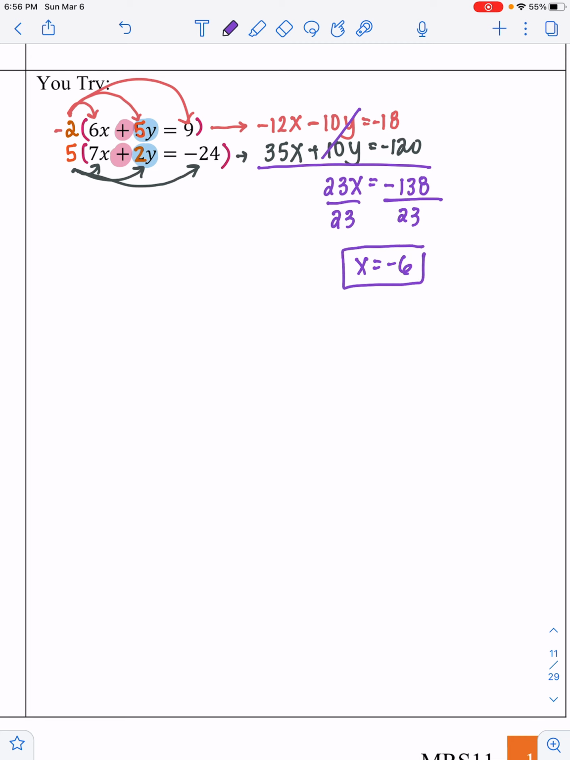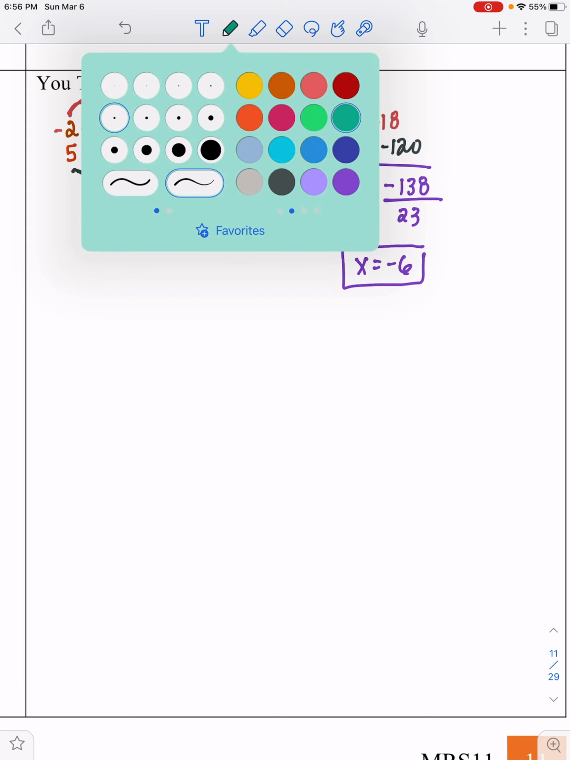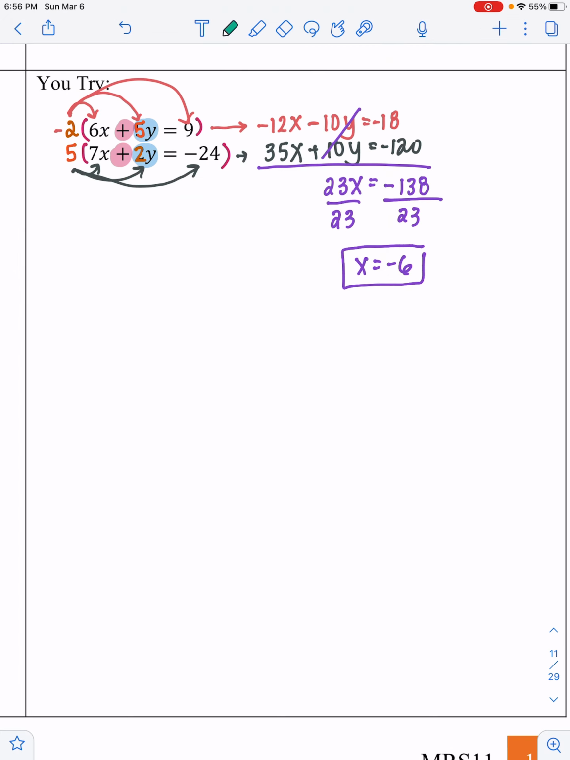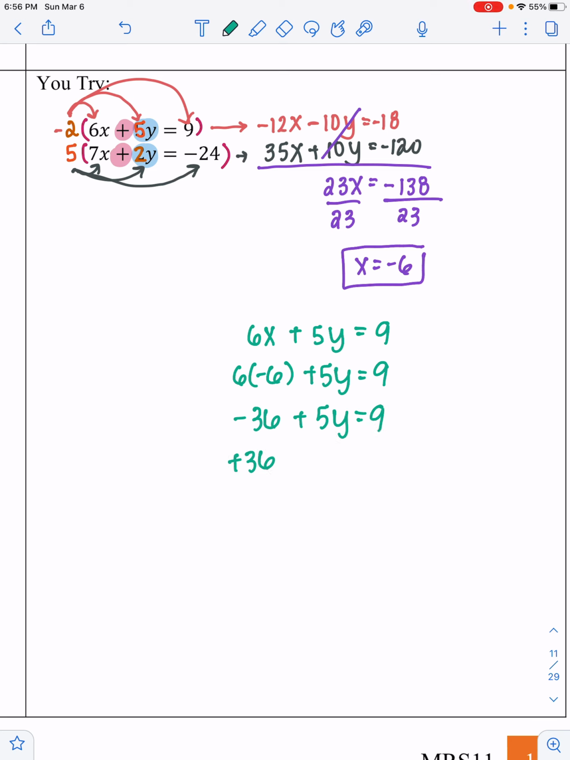And again, we're not done because we need to plug in. I'm going to use the first equation because even though the numbers that I'm multiplying are bigger, all of them are positive numbers. I like that. 6x plus 5y equals 9. Plug in for our x value. This is negative 36 plus 5y equals 9. We're going to add 36 to both sides. We get 5y equals 45. And then divide by 5 on both sides. We get y equals 9.